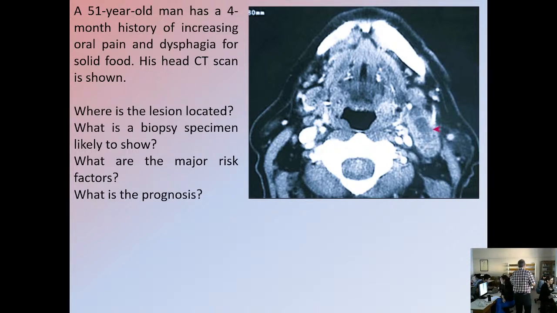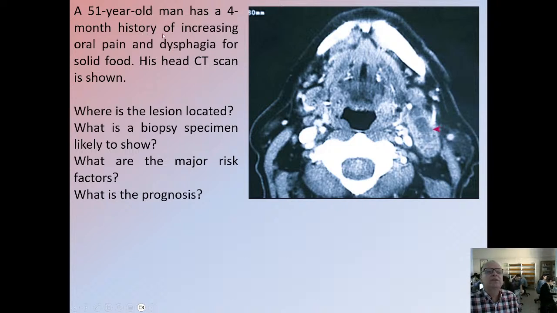Today we'll finish our head and neck cases, and let's have a look at this image, this head CT scan. You have to see symmetrically the left side and the right side and decide what is abnormal. So as the arrowhead shows, this is the abnormal area, you see.